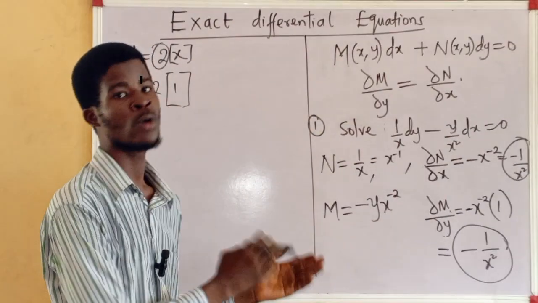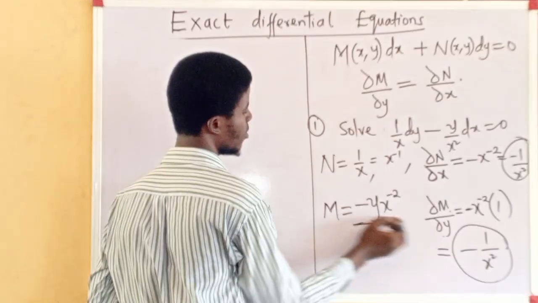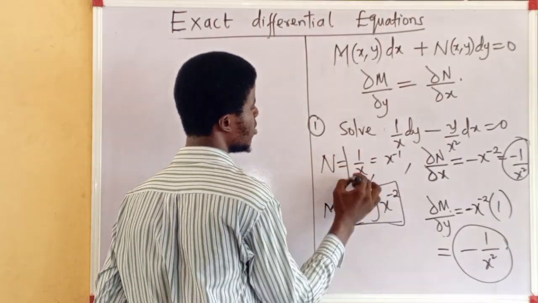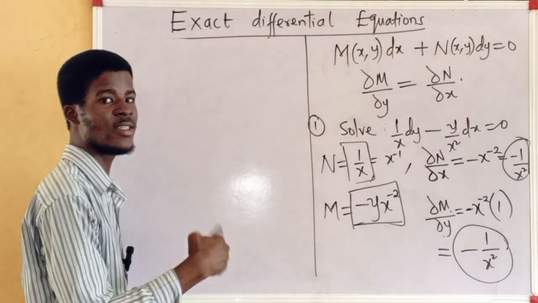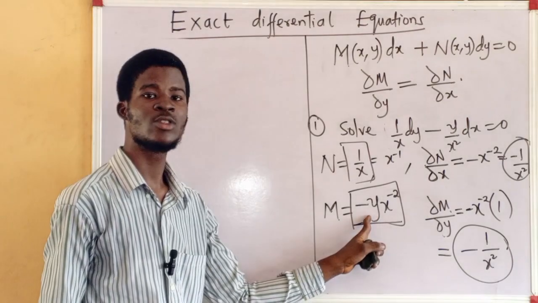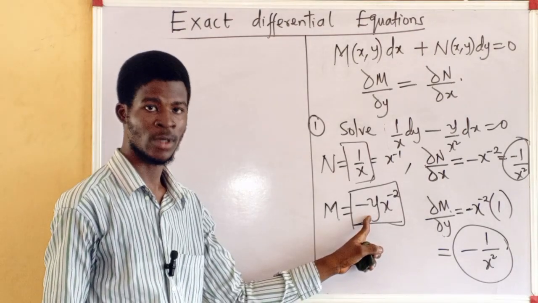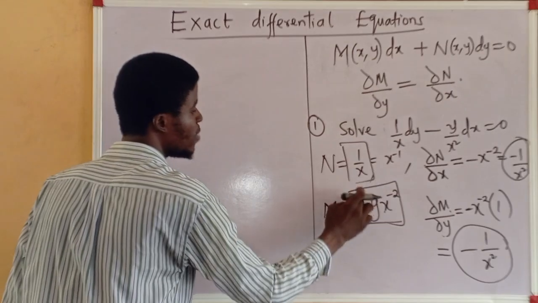So on this note, we are going to proceed to obtain the general solution. This is M and this is N. So the first thing we are going to do is to integrate M with respect to x. Okay, so we are taking the integral of this function with respect to x now.